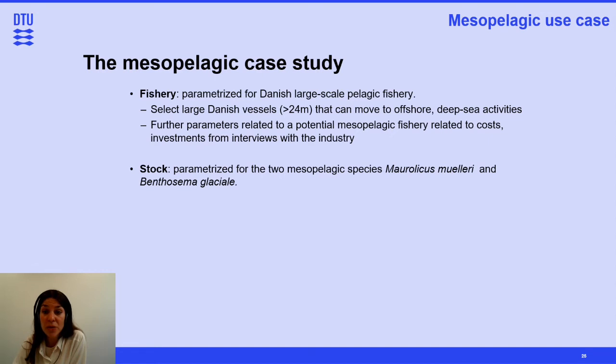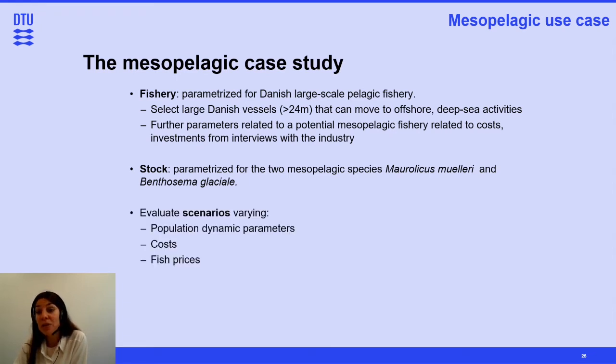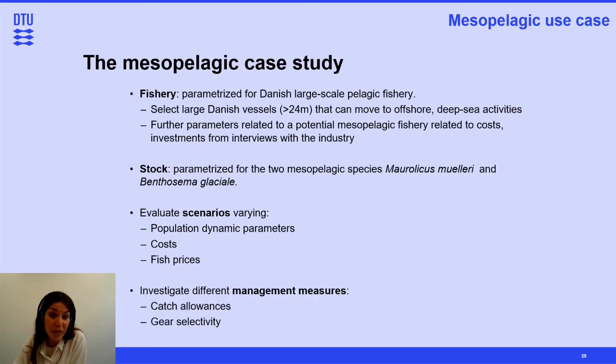Parametrization of Maurolicus and Benthosema will be done based on survey information and estimated life history parameters and their uncertainties. We will evaluate different scenarios according to different population dynamic parameters, costs, and fish prices. We will also evaluate different catch allowances and gear selectivity improvements.